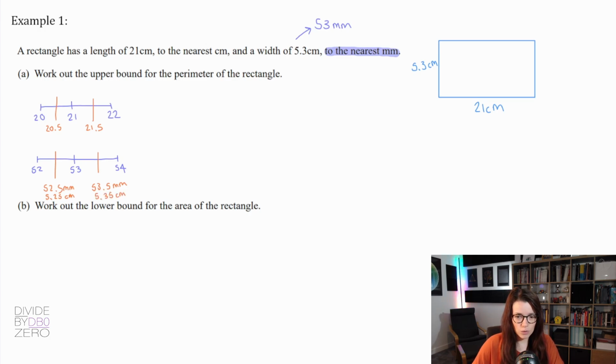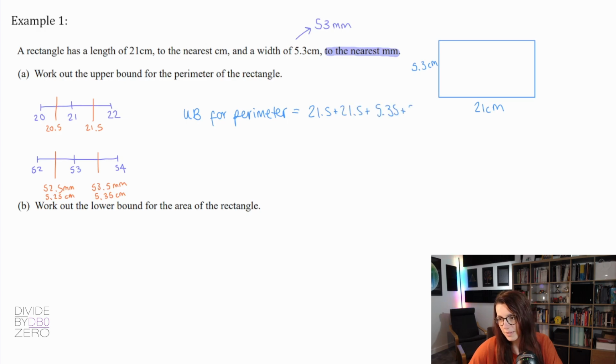Now we're ready to answer the question. So upper bound for perimeter will just be all the upper bounds added together. So 21.5 plus 21.5 plus 5.35 plus 5.35 altogether gives 53.7 centimeters. And that's the largest possible value for the perimeter of the rectangle.